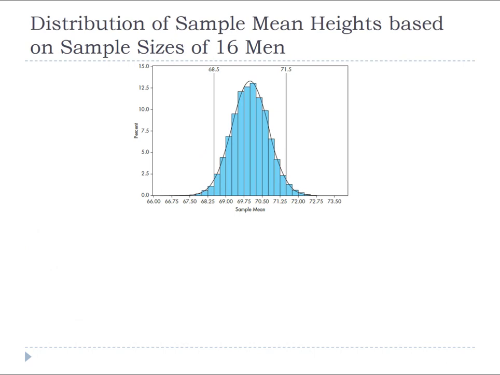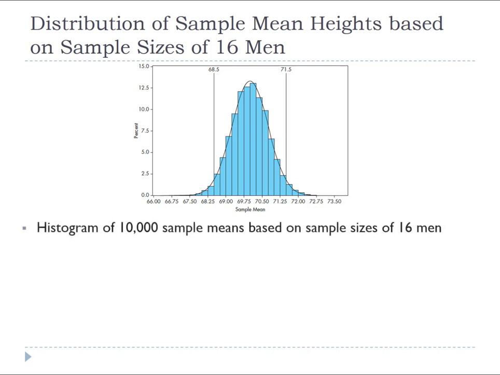Let's continue with our example of selecting samples of 16 men and calculating the sample mean heights. Assuming that the population mean height of men is 70 inches, if we were to repeat this process a very large number of times, the distribution of sample mean heights would look like what we see in the figure here. The blue histogram is a histogram of sample means based on 10,000 simulations of random samples of 16 men's heights. The number 10,000 is not important here.